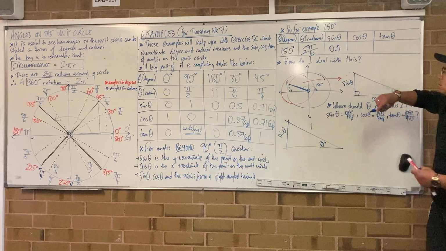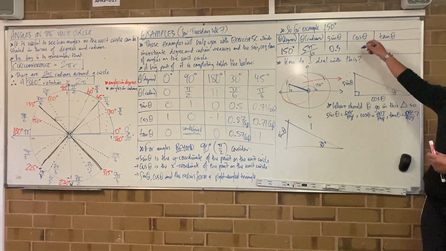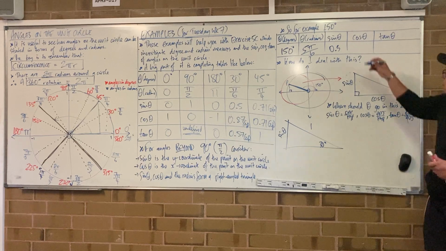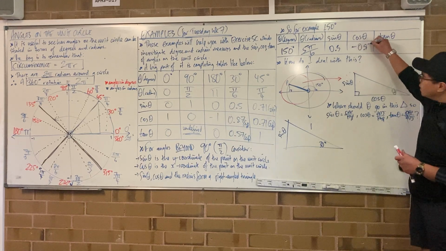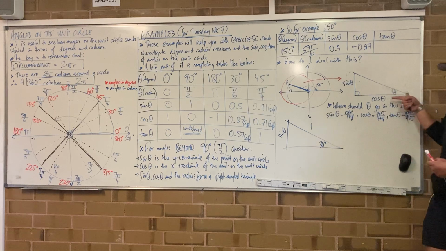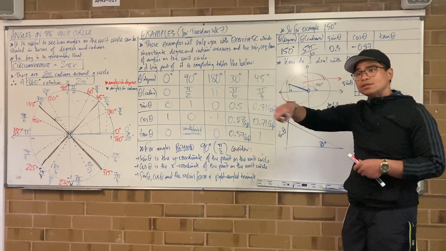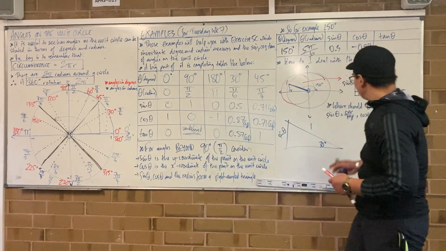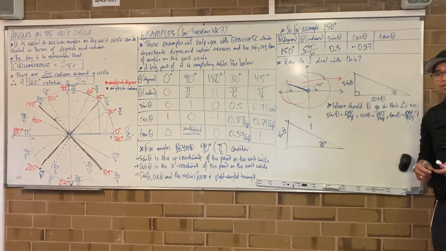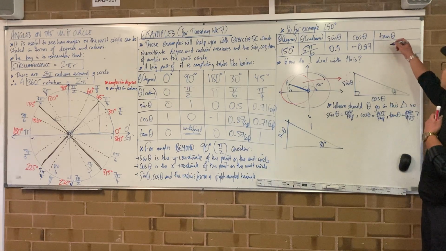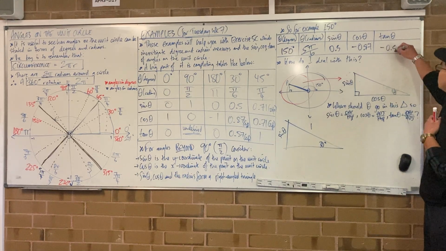0.5. What do you get for the cos theta? Negative 0.87. Does that make sense? That the cos theta would be negative 0.87. What direction am I going horizontally in this triangle? Am I going to the left? Is that correct? Is it to the left of the origin? Yes. And then what's tan theta going to be? Negative 0.57 because you're just switching the sign.